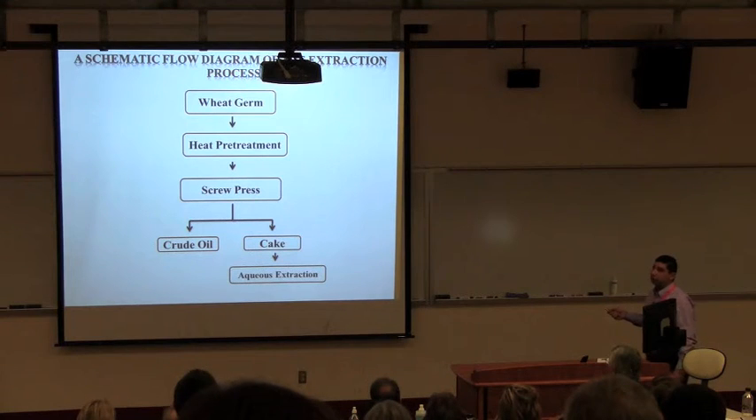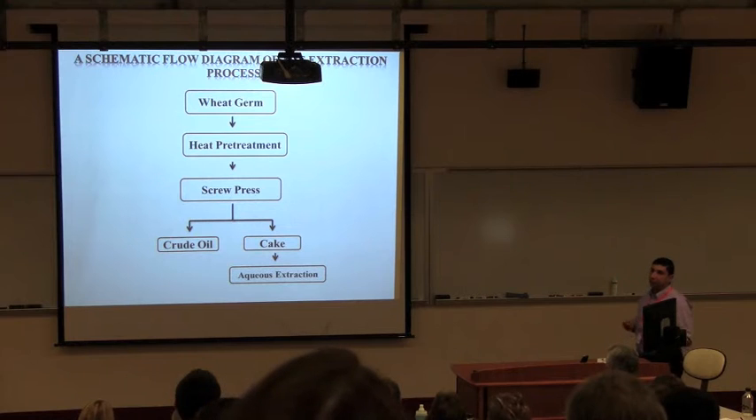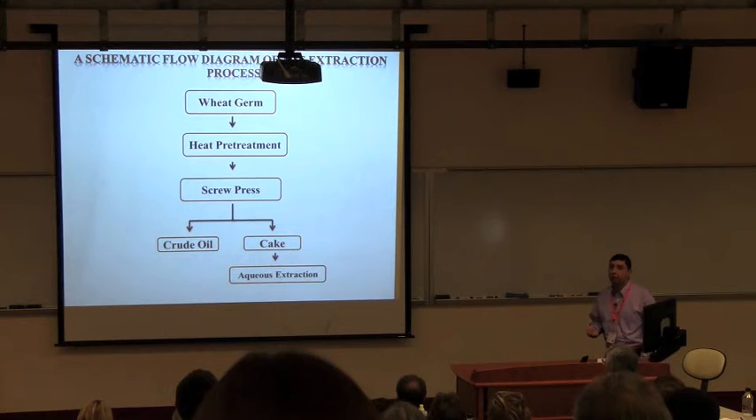I start with the wheat germ, and then I heat it to 180 using a double jacket kettle, and after that the heated germ was pressed using a heavy-duty screw press. The preliminary test shows the screw press system reached steady state after 2 hours.